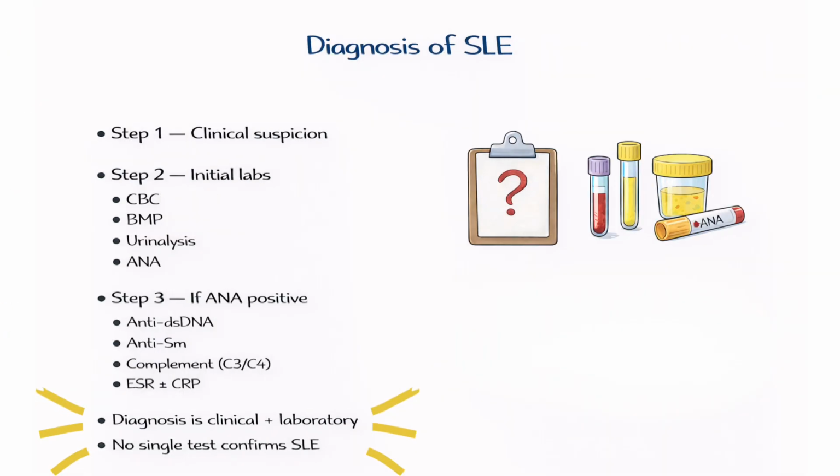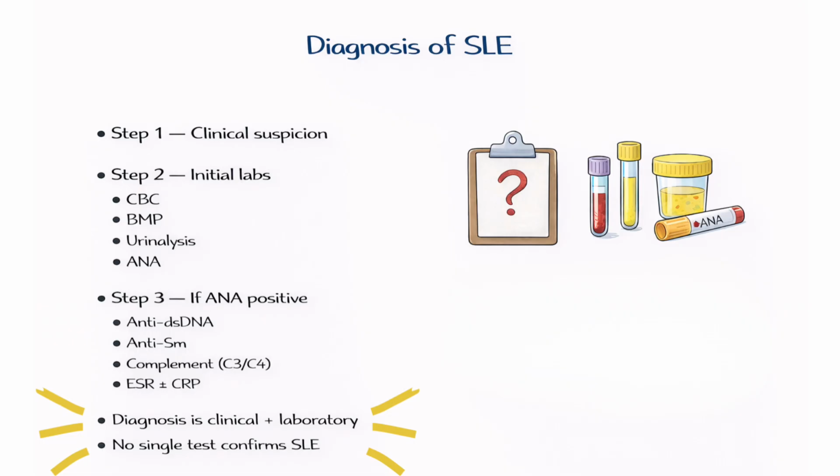The diagnosis of lupus begins with clinical suspicion based on symptoms and exam findings. Initial evaluation should include a CBC, metabolic panel to assess renal function, urinalysis, and an ANA test. ANA is a screening test and is highly sensitive but not specific.